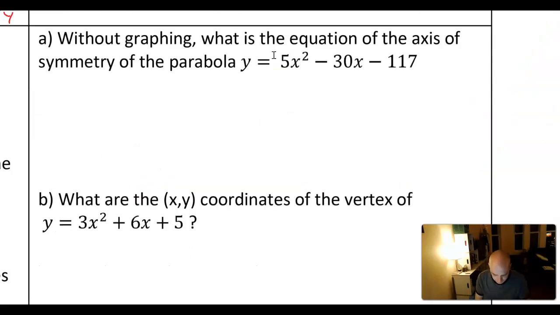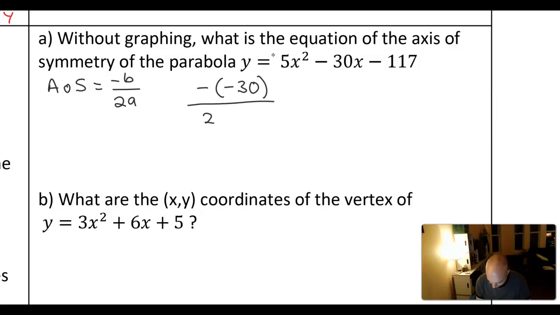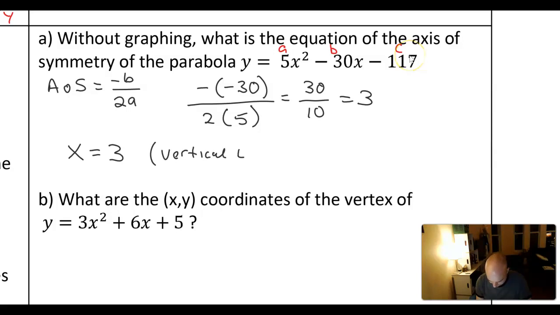All right, jumping over to problem 2. Without graphing, what's the equation of the axis of symmetry? Well, I know that the axis of symmetry is the same as where the vertex lives, so it's going to be at negative b over 2a. So I can compute negative of negative 30 over 2 times positive 5. So this is my a, b, and c. And that gives me positive 30 over 10, or 3. So the equation of the axis of symmetry will be x equals 3, which is a vertical line, as all axes of symmetry should be.